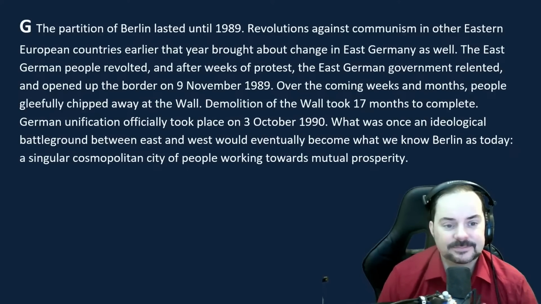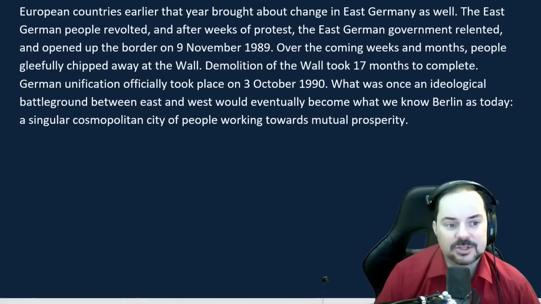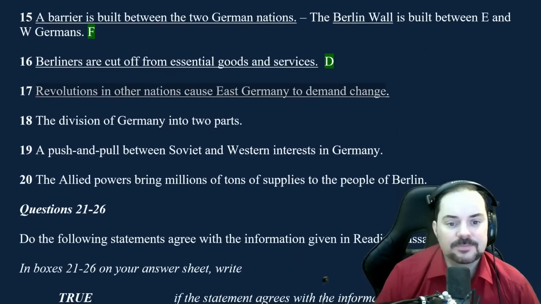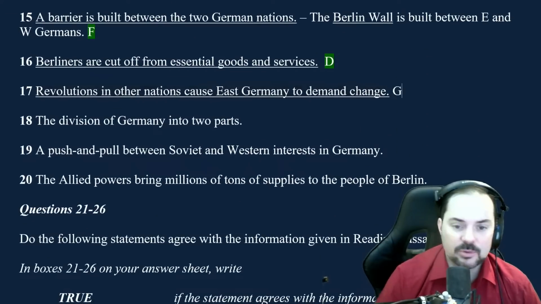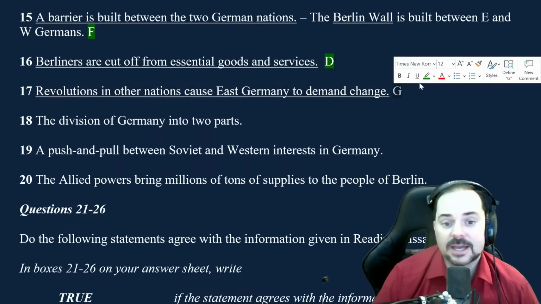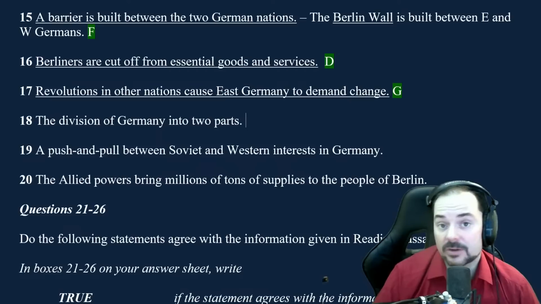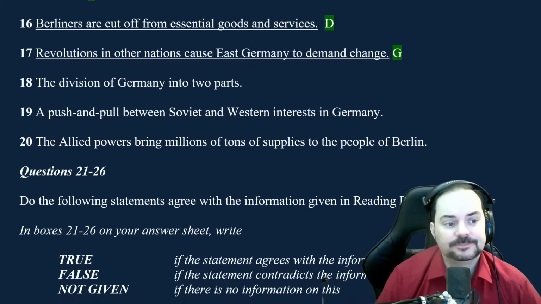I think so. Yeah, absolutely, right? It's telling you exactly what that statement just said. So we put G. So here, the important point is that logic is very useful in the IELTS exam to figure it out. Okay, read 18 for me, Prabesh.